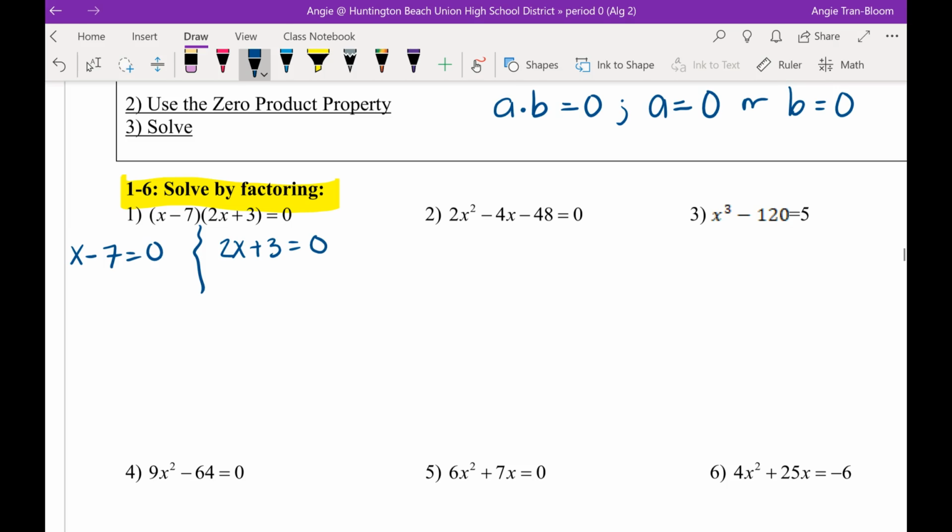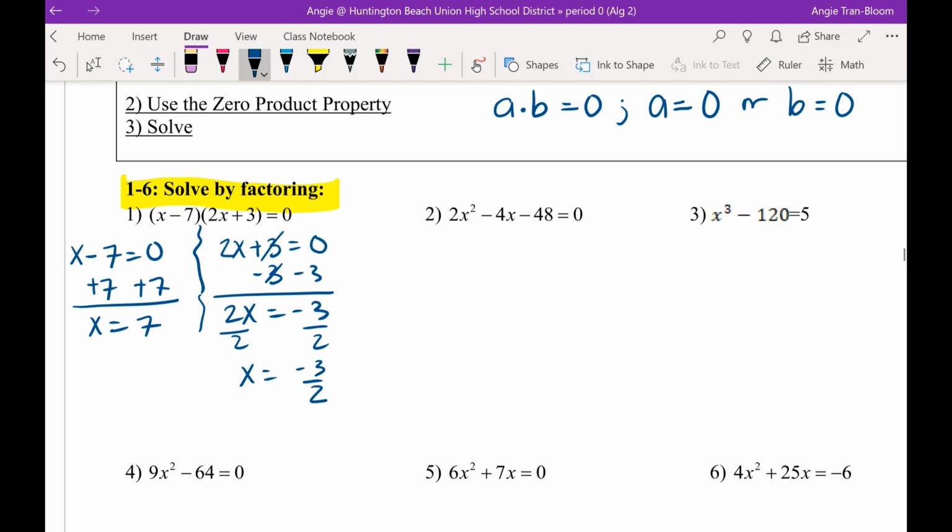Okay. And then you solve for it normally. On the left side, Aaron, what would you do to solve for x? Add 7. You're right. Add 7 to both sides. So x equals 7. On the right side, what would you do first, Shelby? Subtract 3. Right, subtract 3 from both sides. So now we have 2x equals negative 3. What's your next move here, Nicole? Perfect. x equals negative 3 over 2. And now we just put it together and box it up. So x equals negative 3 divided by 2, comma 7. And we box that up.